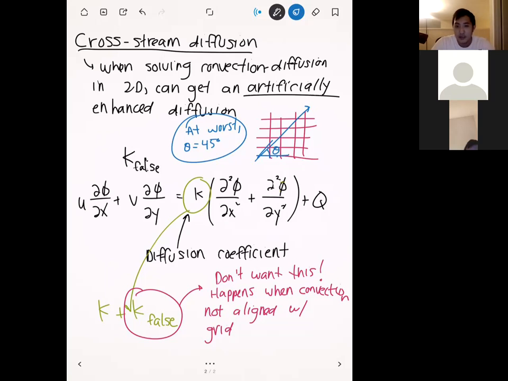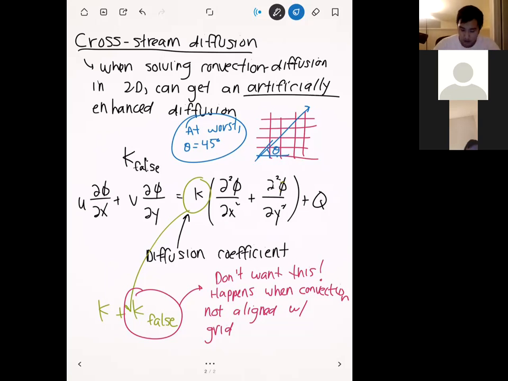And what that does is it creates this artificial diffusion. I don't want to write out the equation for K false again, because it's kind of long, and no one actually uses that anyway. But what I want to highlight to you is the fact that this artificial diffusion, or cross stream diffusion, is worse when the angle is 45 degrees.